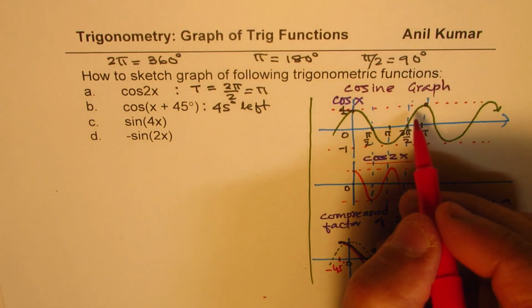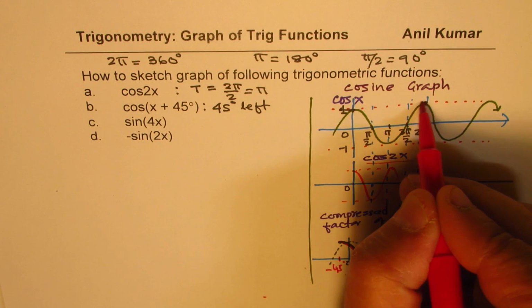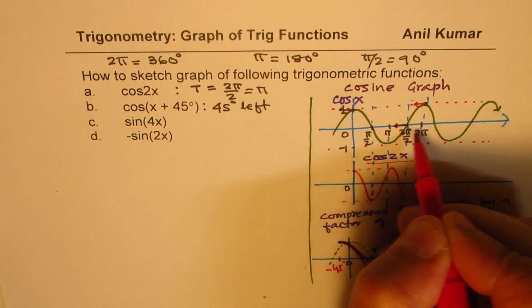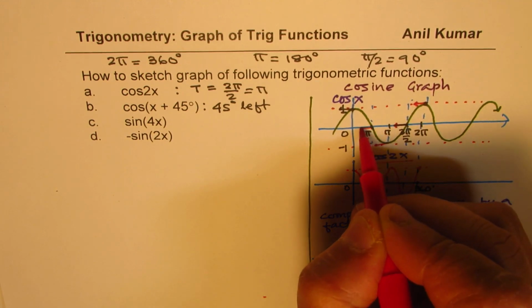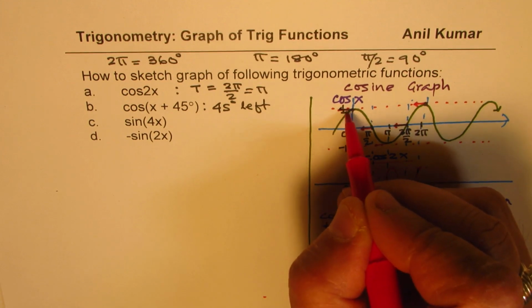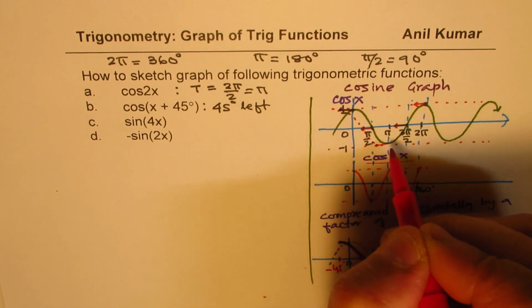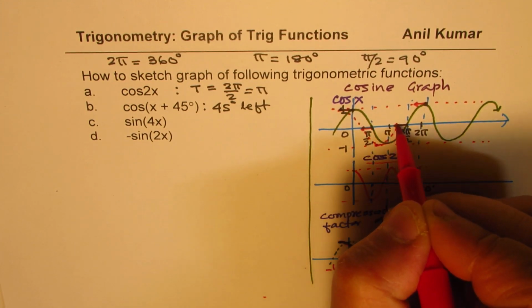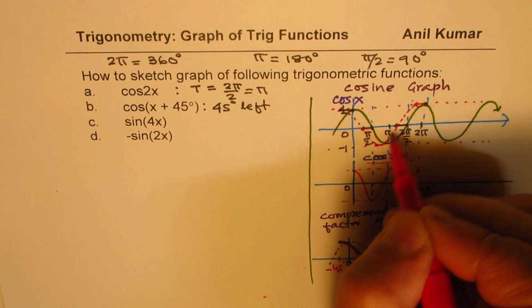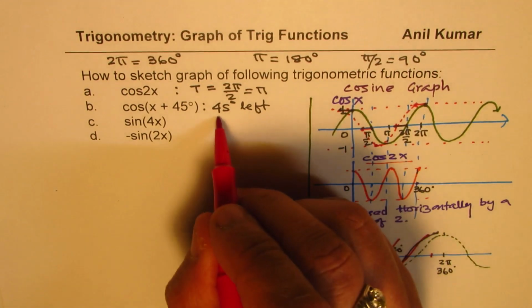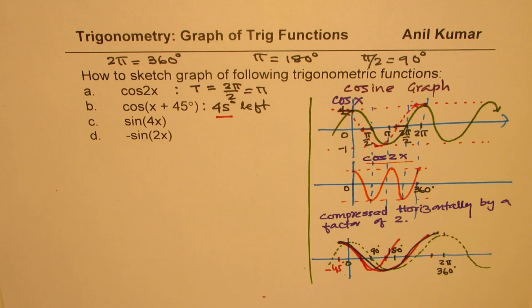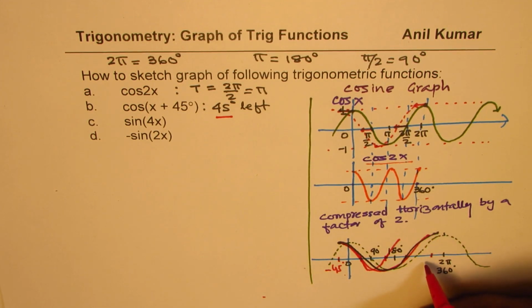So what do you have to do here? Draw the original graph and then shift it, right? So push it this side. And then you connect these points. Do you get this graph? So this graph represents cos of x plus 45 degrees. Is that clear, right? That's what I tried to do here.